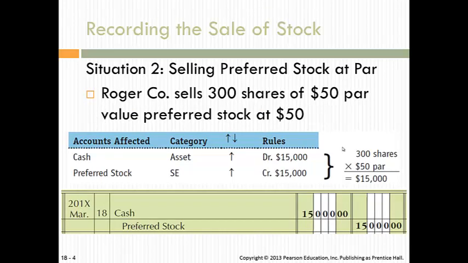In the next example, Roger Company sells 300 shares of $50 par value preferred stock at $50. Just like the previous example, we debit cash for the amount of cash received, which is the number of shares issued multiplied by the price. The price in this case is $50 per share, so we debit cash for $15,000. Also like the previous example, we increase equity with a credit, but in this case we credit the general ledger account called preferred stock.